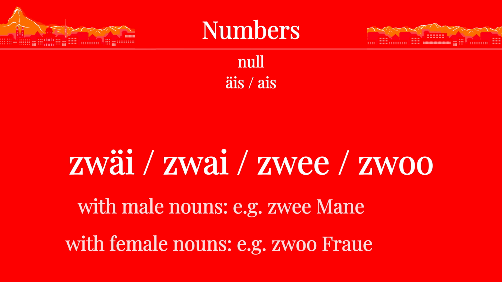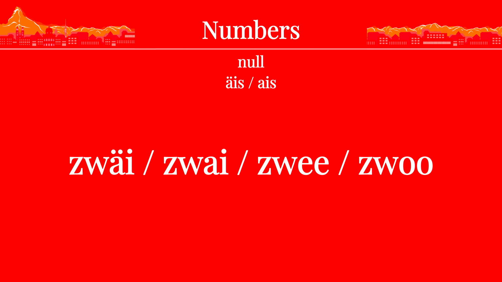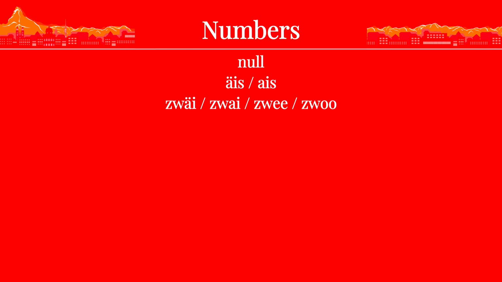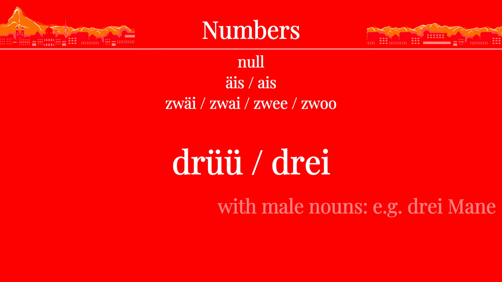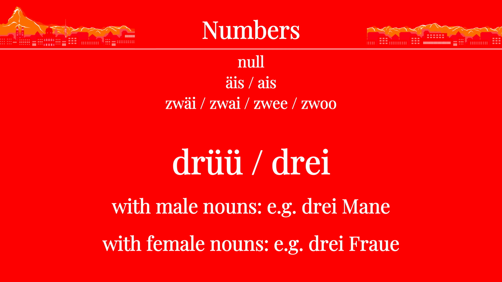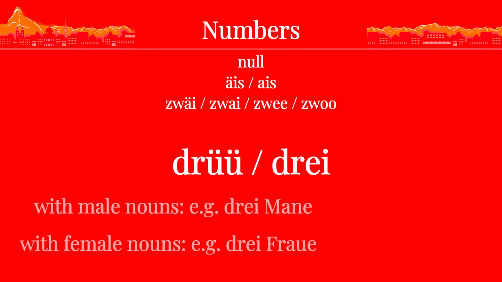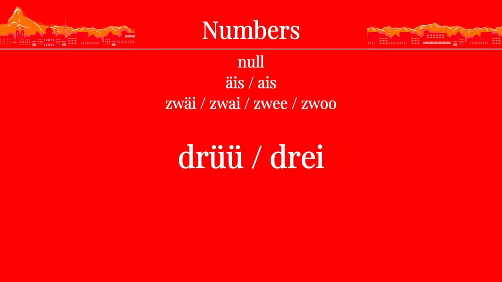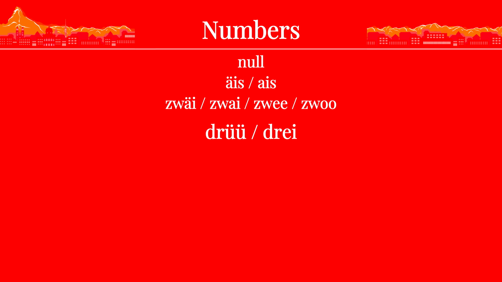Something similar applies to the number 3. Here we have the normal form drei or drei for masculine and feminine nouns. Once again, we can also use drei for all nouns to simplify matters. The remaining numbers have no such gender-specific forms.